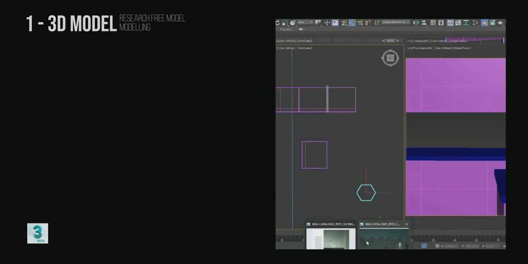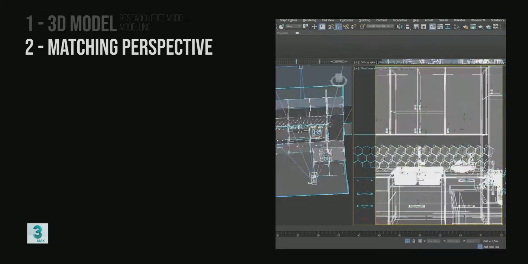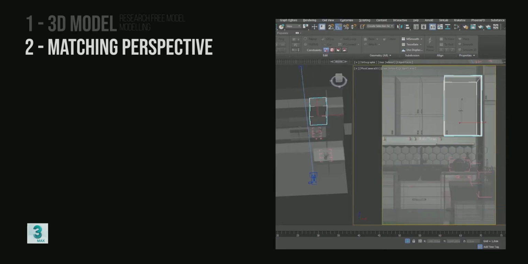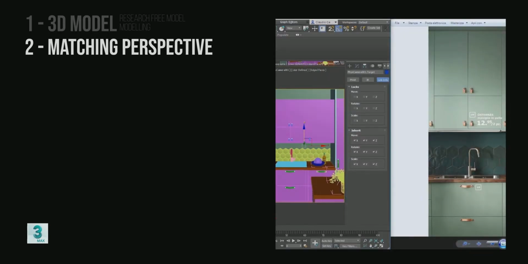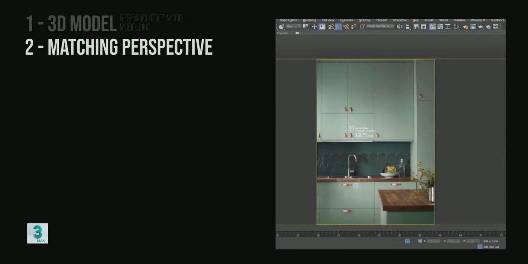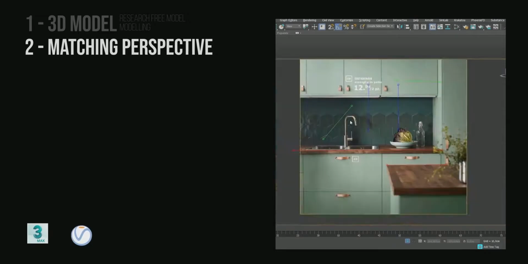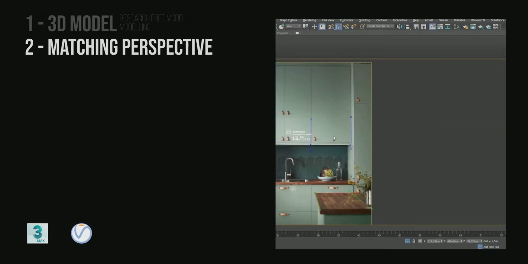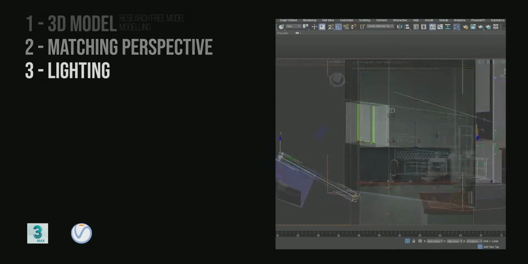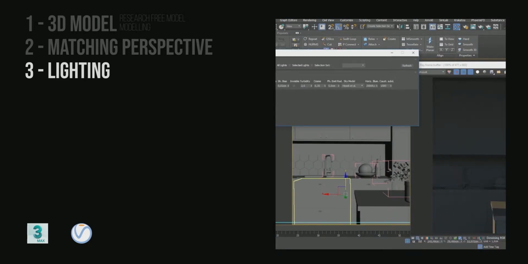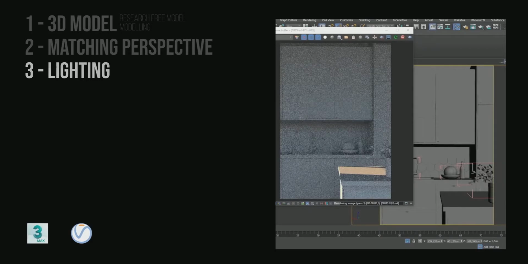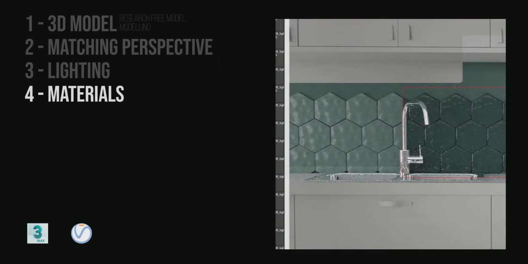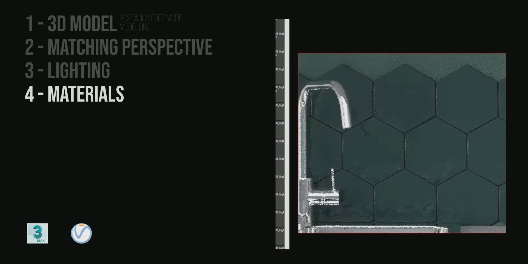Then I just matched the perspective. So I used the image reference as background, as you will see, just to match the perspective and the point of view. Then I started to use V-Ray. I started with lighting, lighting the scene like the reference one and trying to match it. And then I started with materials, creating the materials and the shaders.